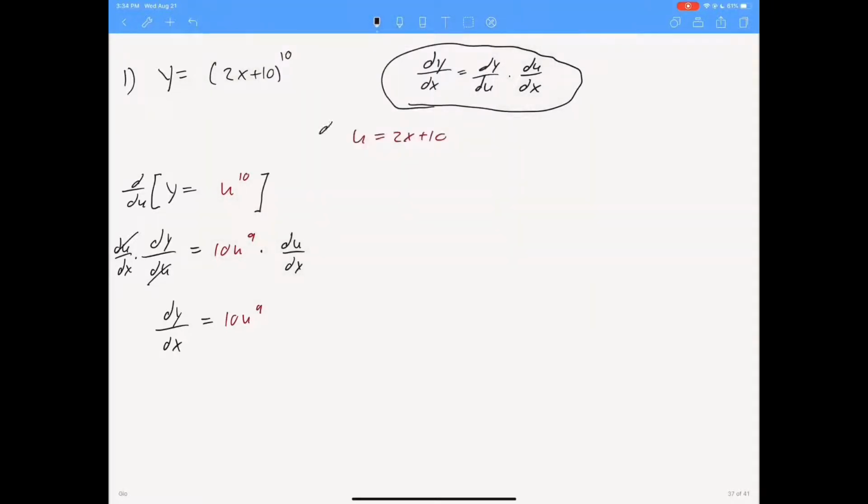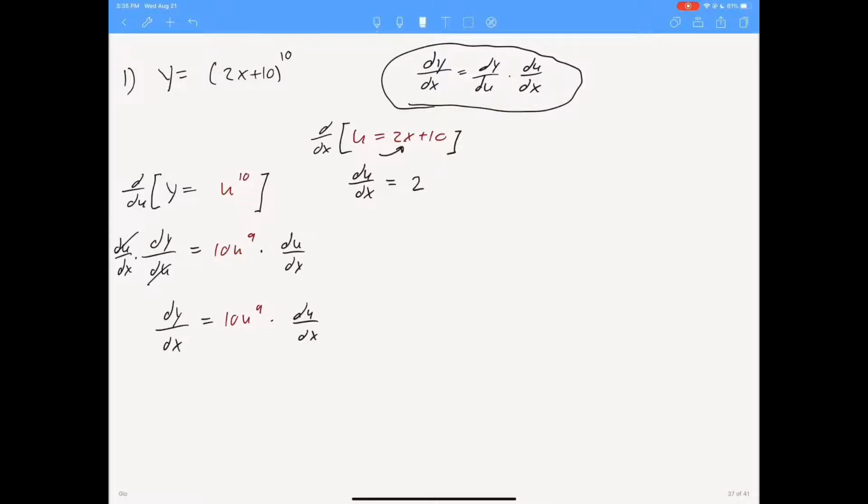We already said u is equal to 2x plus 10, so we'll simply take the derivative with respect to x, and this will turn to du/dx. What is the derivative of 2x plus 10? It will just be 2. This is a linear function. So times du/dx.